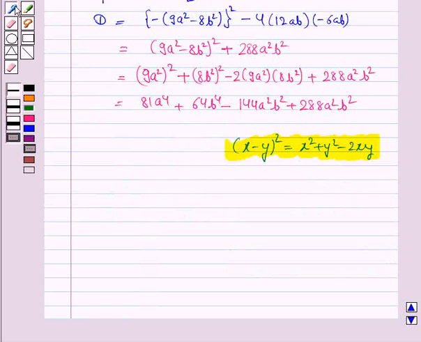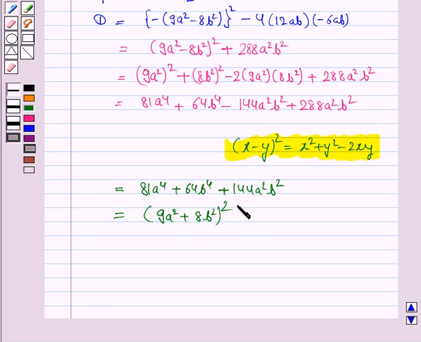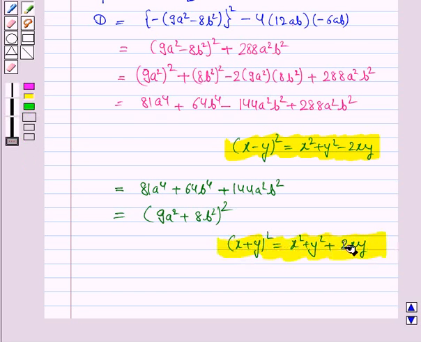This is very important, to write the formula which you use while solving the question. Now this becomes 81a⁴ + 64b⁴, 288a² b² minus 144a² b² is plus 144a² b², and this becomes the formula of (9a² + 8b²)². And here we have used the formula (x + y)² is x² + y² + 2xy, where x is 9a² and y is 8b².